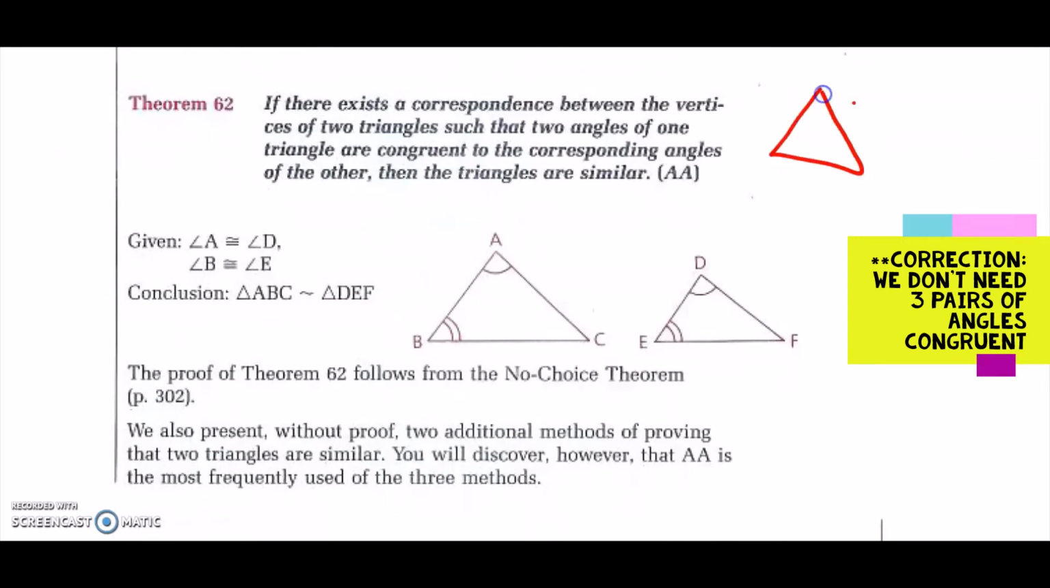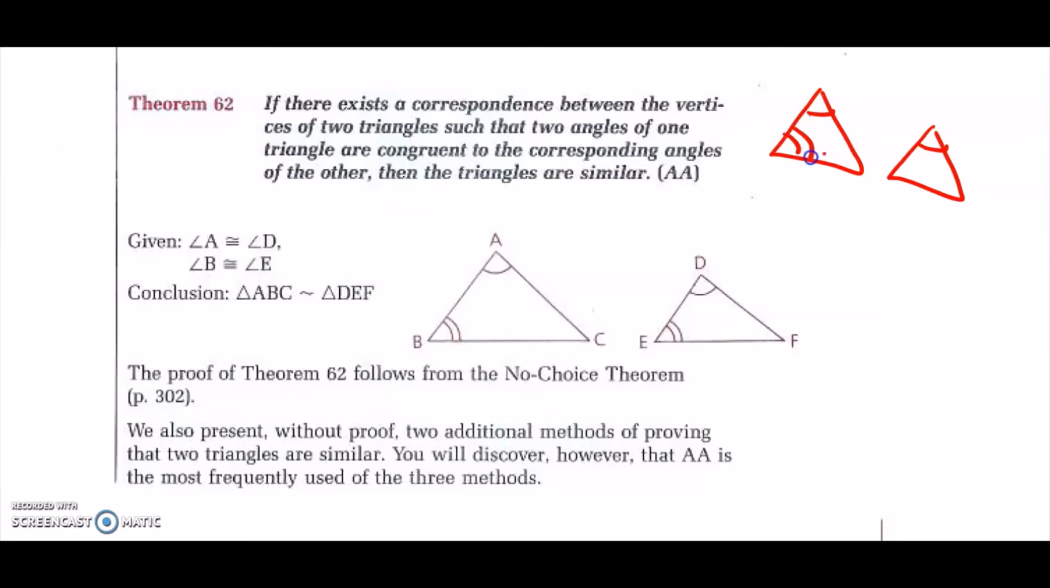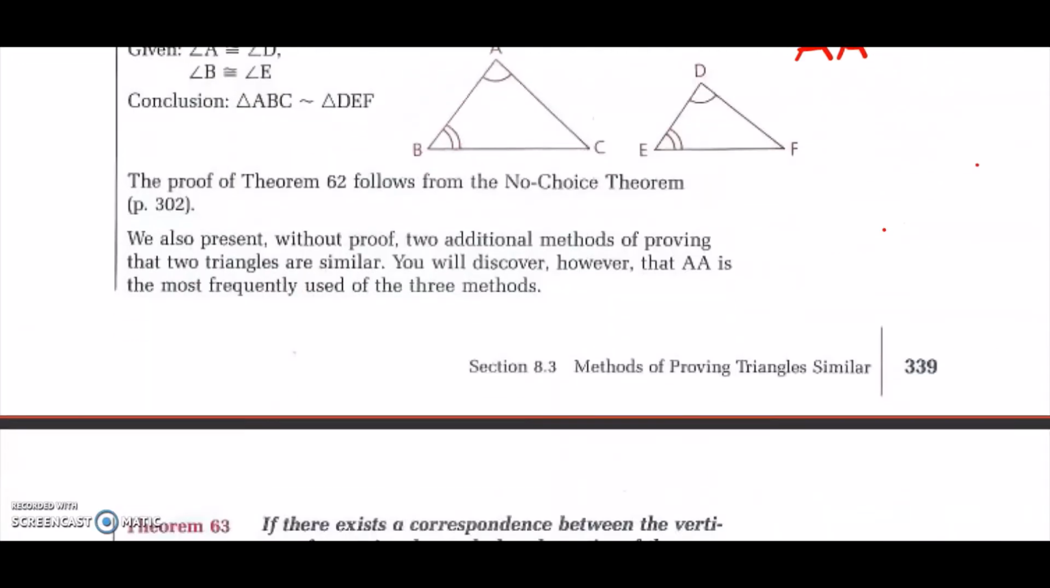But we don't need to show that all 3 pairs of angles are congruent because we have no choice. The no choice theorem would tell us that that 3rd pair of angles are congruent. So we only need to prove 2 pairs of congruent corresponding angles in order to say that the triangles are similar. We can say angle, angle, similarity. Write the tilde after the AA to imply that it's similar.